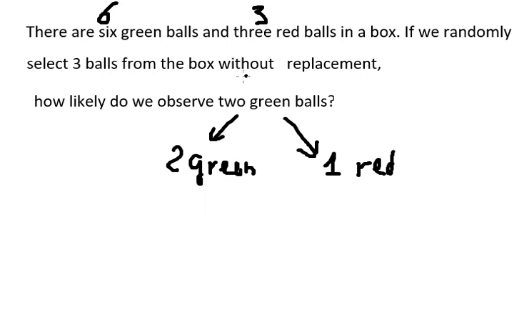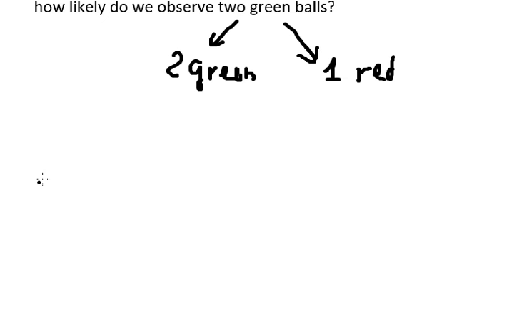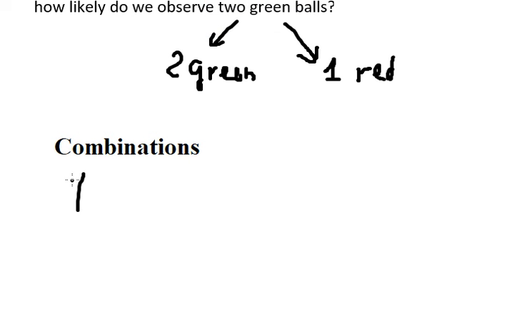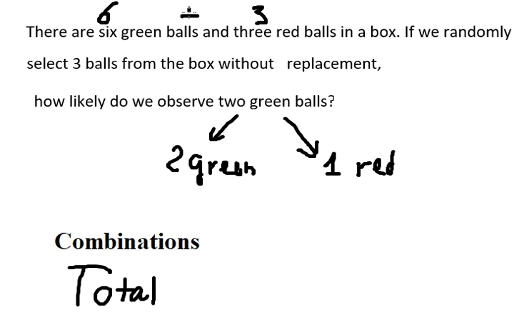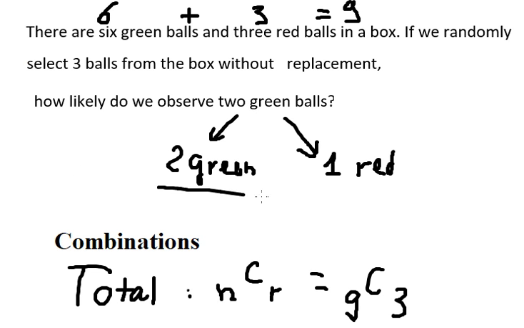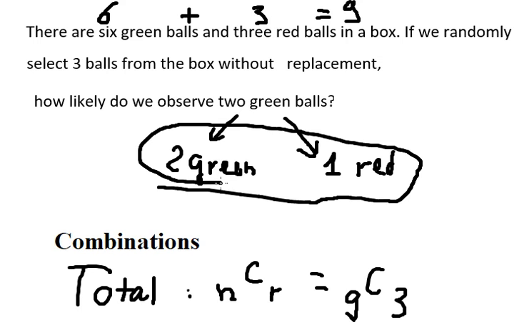The first thing: without replacement. So in this one we can use combinations. We need to find the total number of ways to select from 9 balls, because 6 plus 3 equals 9, and we select 3 balls, so that should be 9C3. That means we select 3 out of 9, and we need to find how many ways to select 2 green balls and 1 red ball.